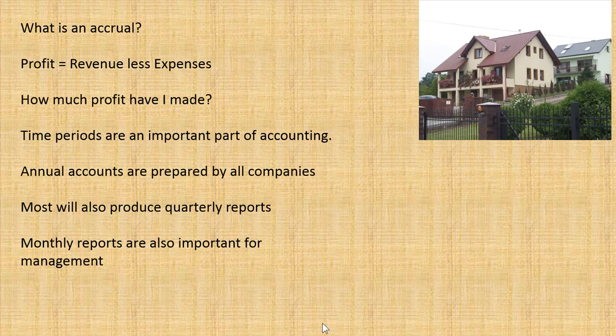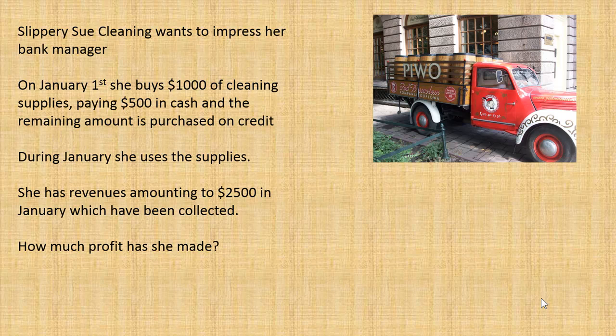So how do we do this? Well, we have to look at time periods. We make profit within a certain time period. So what are the time periods for most companies? Well, annual accounts have to be prepared by all companies, and most will also prepare quarterly reports, and monthly reports will usually be prepared internally for management purposes. So we have three lots of time periods, and it's these time periods which relate to how we deal with accruals.